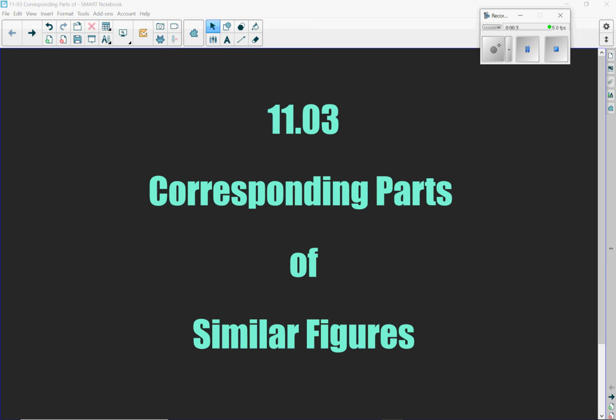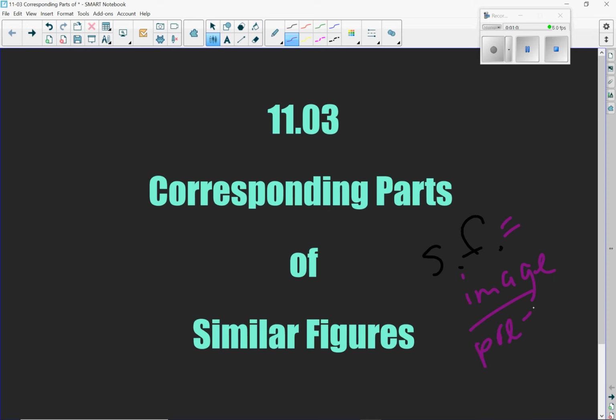Also, the position of the image after the dilation is dependent on how far the image is away from the center of dilation and where that center of dilation is, and also the scale factor, which, remember, let's write this down, scale factor. Oops, can't see that color. Scale factor is an image distance over a corresponding pre-image distance, right? It's also called the scalar. It's also identified by the letter K. It's what you multiply the pre-image points by to get the image points.